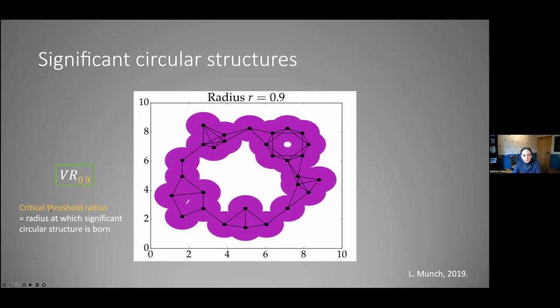And so this is what we would call the critical threshold radius. It's the radius at which this significant circular structure is born, when it first shows up. And we'll keep that one in mind. 0.9 was our critical threshold radius.